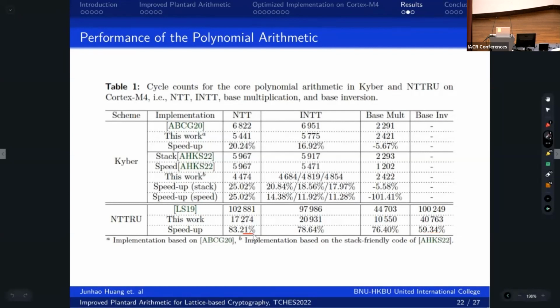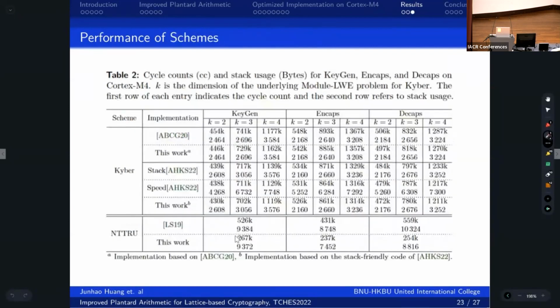55 to 83%. As for the performance of the overall Kyber schemes, we obtain slight speed up with the same stack usage. And the slight speed up mainly can be explained by the fact that NTT has been well optimized, while the symmetric cryptography accounts for a large proportion of cycle counts.